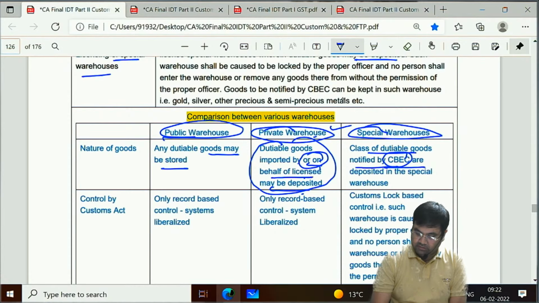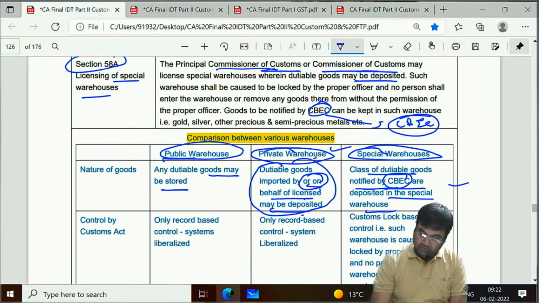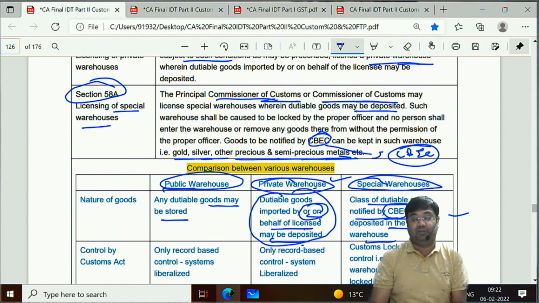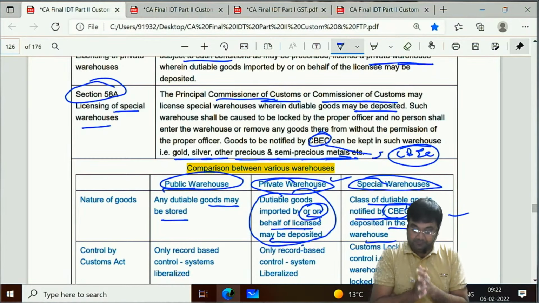Special warehouses: classes of dutiable goods notified by CBIC. Just correct it in the book. These are CBIC, because previously it was CBEC. Now it is CBIC. Such goods are deposited in the special warehouse. So special class of notified goods are only going to be deposited in a special warehouse. So what are those goods? Gold, silver, other precious and semi-precious metal, etc. Because their value is very high. So that's why they can only be deposited in a special warehouse.